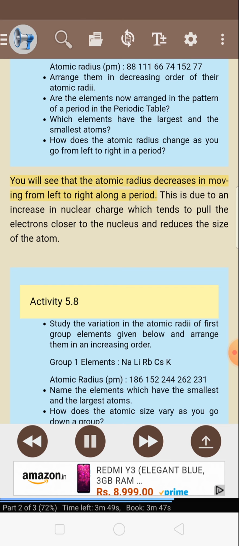You will see that the atomic radius decreases in moving from left to right along a period. This is due to an increase in nuclear charge which tends to pull the electrons closer to the nucleus and reduces the size of the atom.